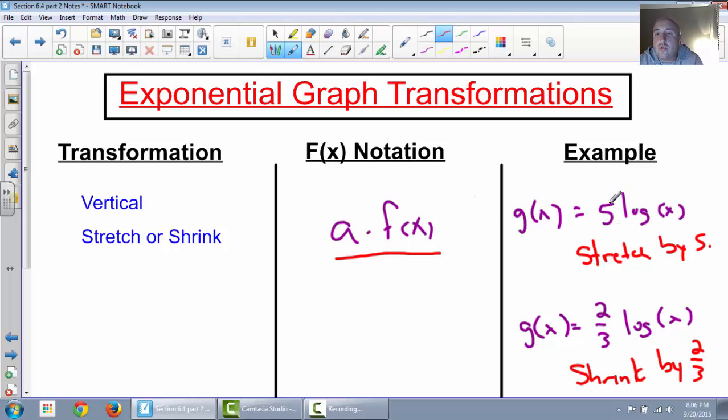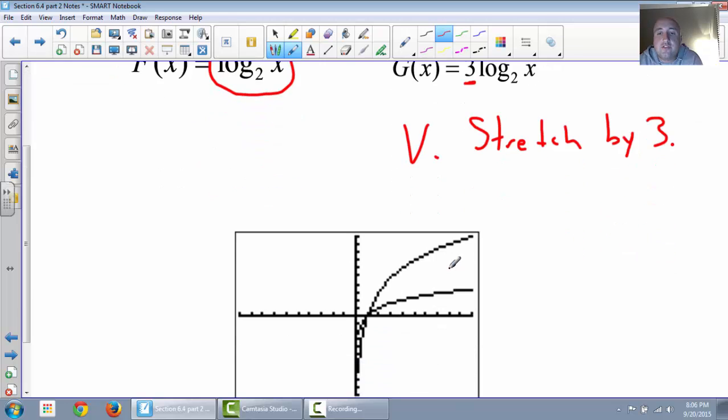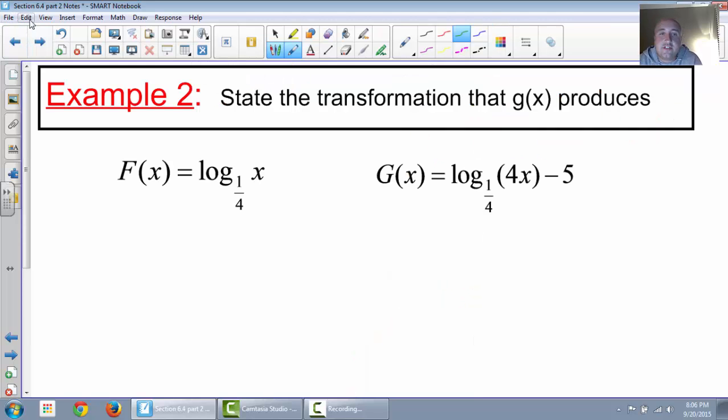So when it is a whole number, it is a stretch by whatever that number is. So this one is a vertical stretch by 3, by a factor of 3. As we can see, this one right here is our original function. And if we notice here, our new one is up higher now, so it's vertically stretching it. So we have a vertical stretch here. It's getting longer. All right, so let's see example 2.